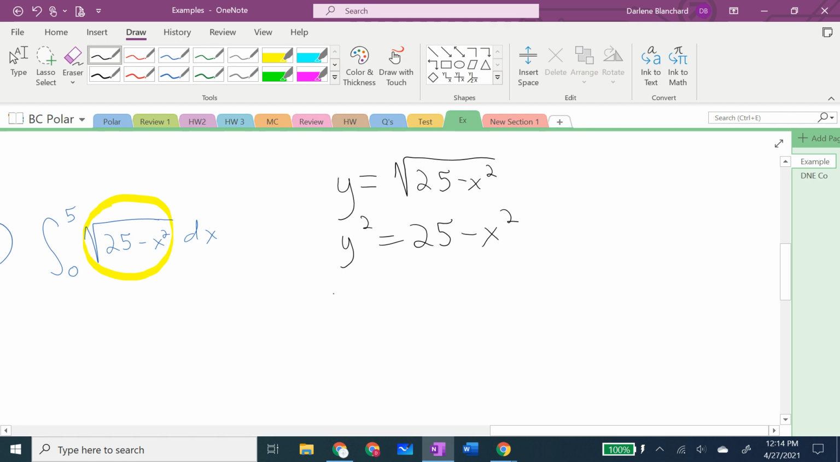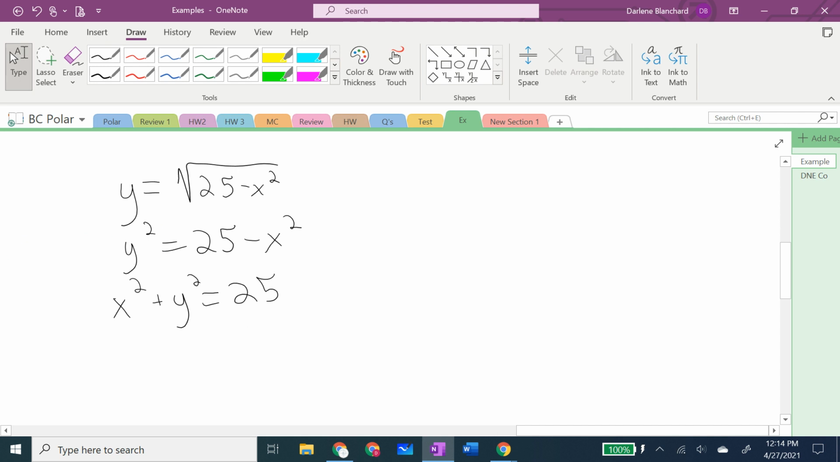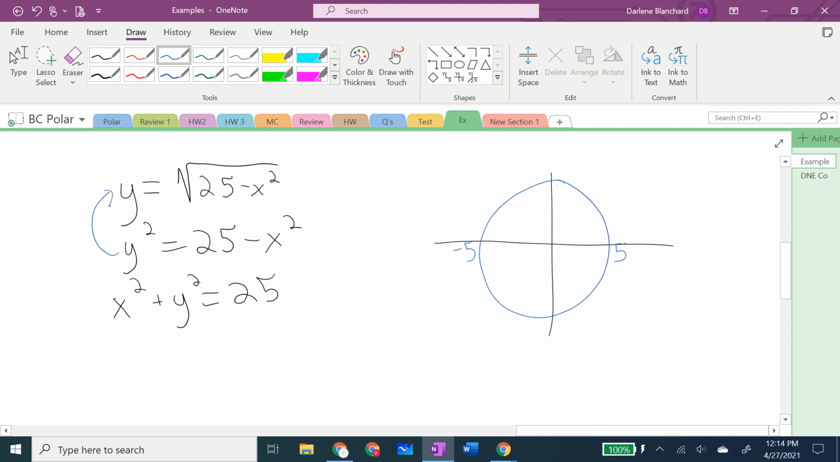Add x squared over, and then all of a sudden, oh, I remember you. You're a circle. This, however, is not a circle. But we're going to see that. First, if you were to graph this, hi, I'm a circle with radius 5. Now, let's go up here. If I took a square root of both sides, I would put a plus or minus. That's what I want you to see.